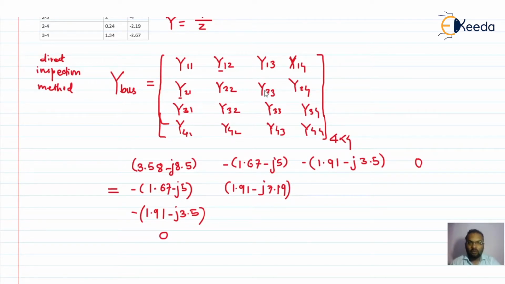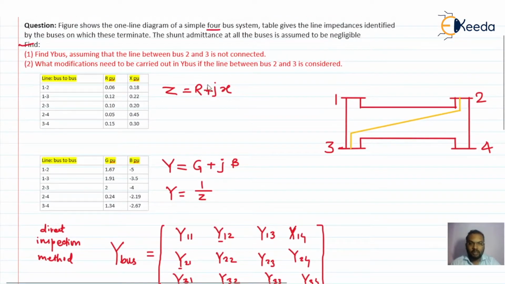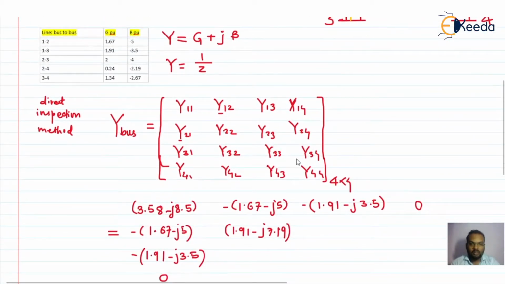Then we'll go for Y23. In case 1, it is said to consider that it is not connected. As it is not connected, this term will become 0. No doubt you should mark here case 1, because we are solving for the first part. So it will become 0.